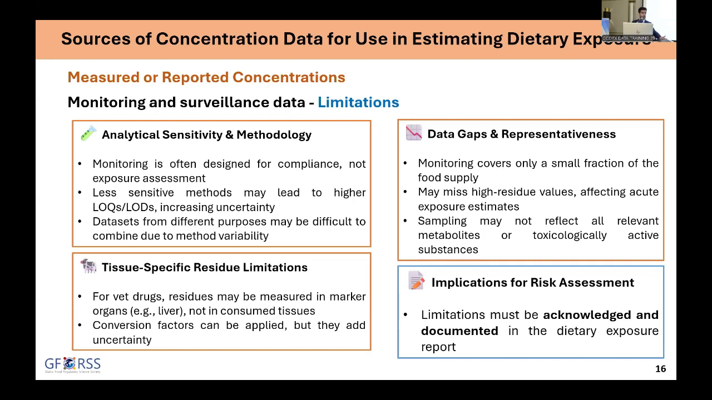The ideal answer is to have a total diet study implemented and to have occurrence data coming from a total diet study. So the total diet study will be answering all these limitations.